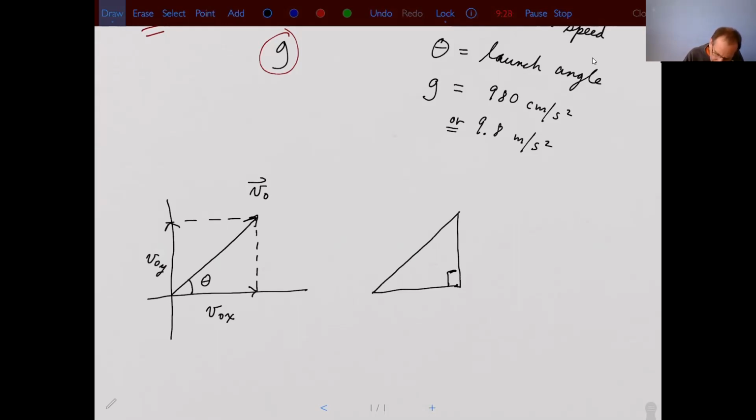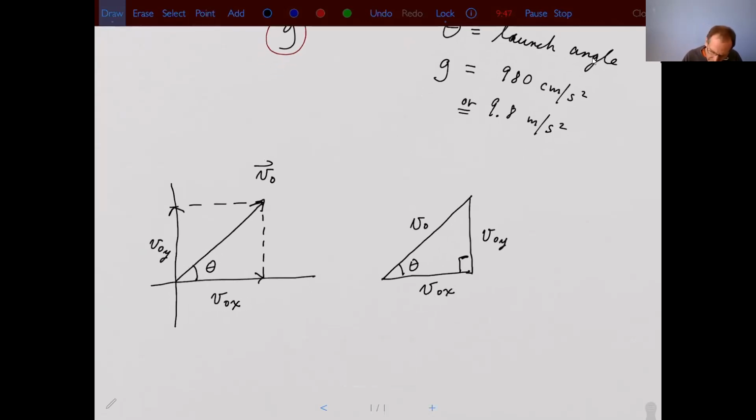So the hypotenuse is just the magnitude of that launch velocity, which is the launch speed, v naught. And then this is theta, this is v naught x, this is v naught y. So therefore, if I want to calculate v naught x, I know since v naught x is adjacent to the angle theta, then I would use cosine. So cosine of theta would be the length of the adjacent side divided by the length of the hypotenuse.